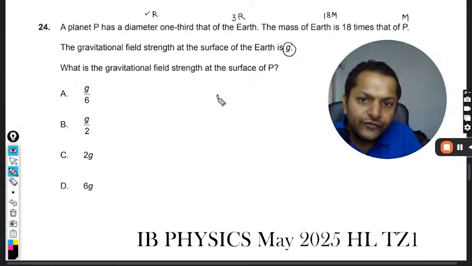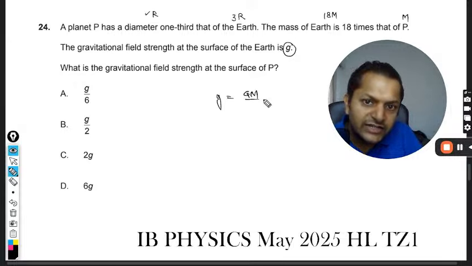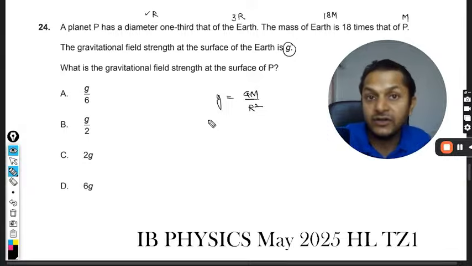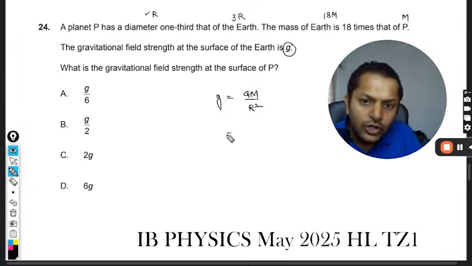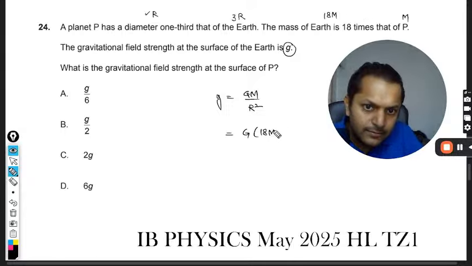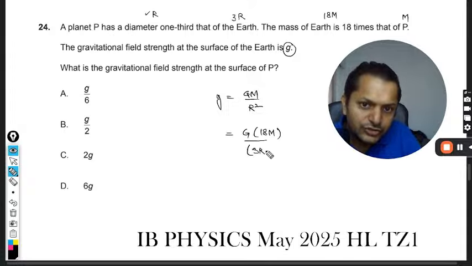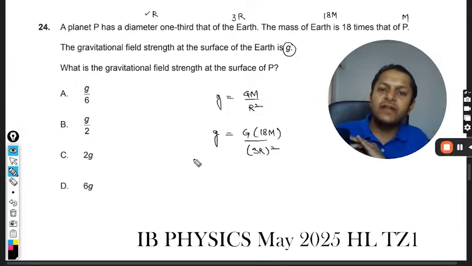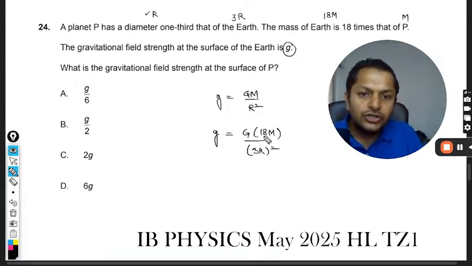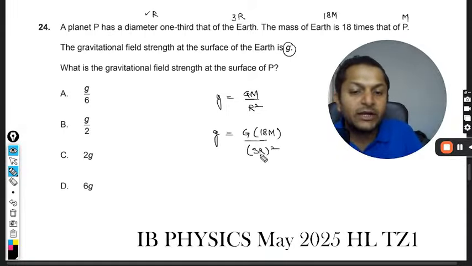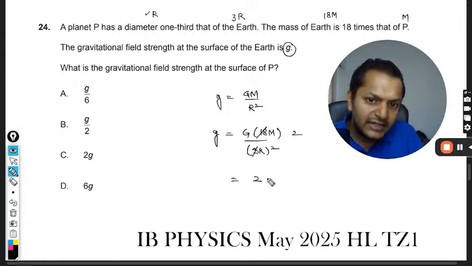Let us first understand g. The g value is given as GM divided by r squared. The formula is given in the data booklet. In the case of Earth, the mass of Earth is 18m and the radius of Earth is 3r, so it is 18m over 3r squared. This value will be taken as g, whatever value comes out. So this is 18, this is 3 squared, that will become 9. 9 2s are 18. So you are getting the answer as 2Gm divided by r squared.